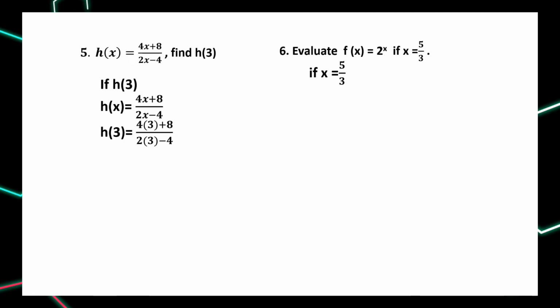So 4 times 3, so that will be 12 plus 8, and then 2 times 3, so that will be 6 minus 4. So 12 plus 8, that will be 20, and 6 minus 4, that is 2, and 20 divided by 2, that is 10. So that is the function of 3 in 4x plus 8 over 2x minus 4.